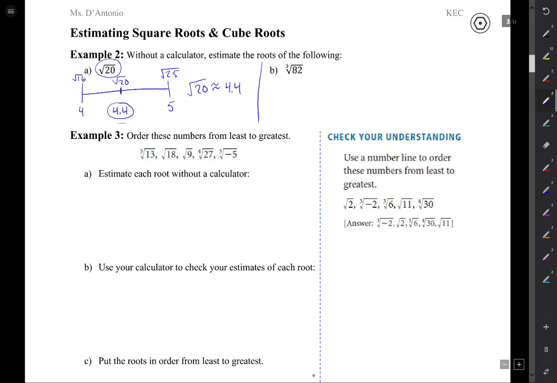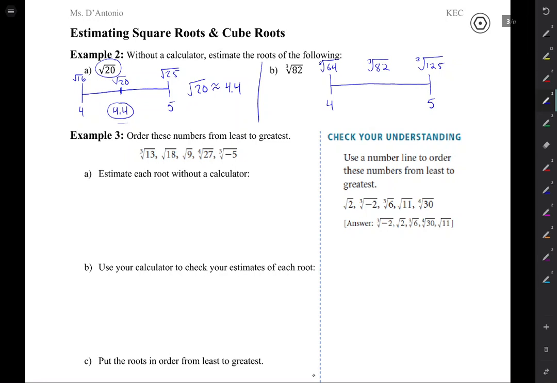So let's do the same thing, except this time with a cube root. I'm going to make my little number line again, and we need to think of the perfect cube just below 82. That would be the cube root of 64, and the one just above 82 would be the cube root of 125. If we took the cube root of 64, we'd get 4, and the cube root of 125 would be 5. So we know the cube root of 82 is somewhere in between 4 and 5.